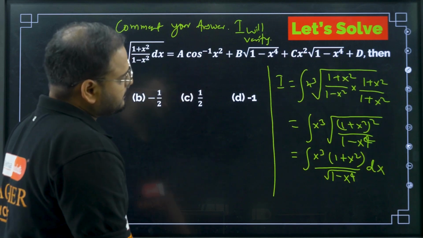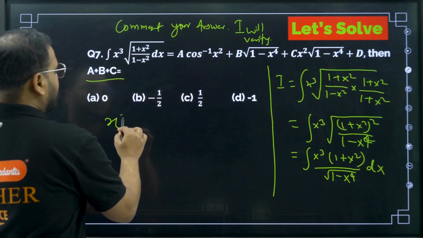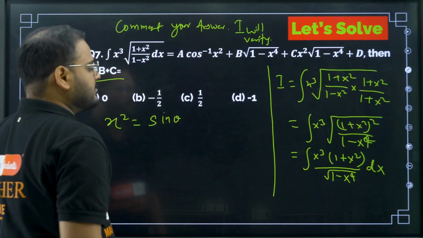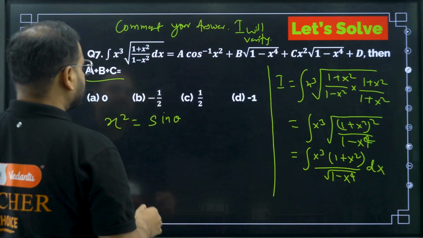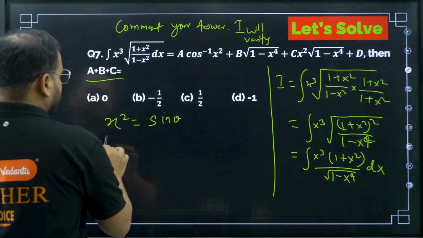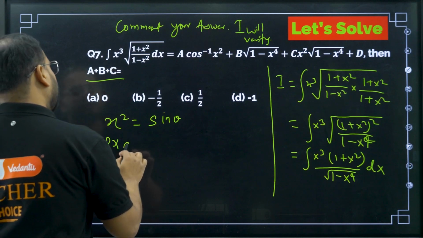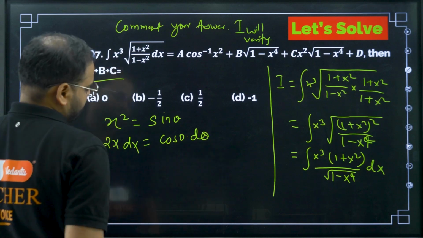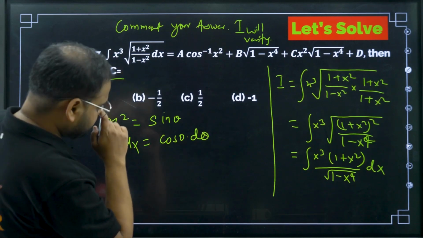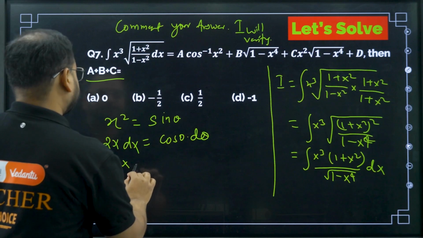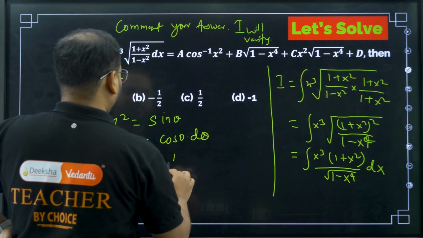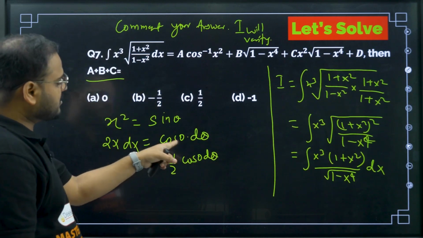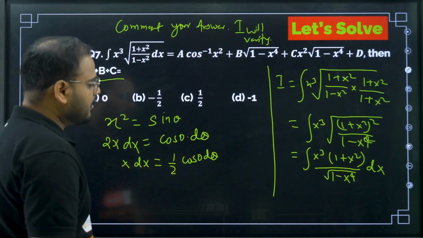So if I take, let's say, x square equals sine theta, how much will this be? Please check. I'll differentiate this first. So 2x dx equals cos theta d theta. So x dx equals 1 by 2 cos theta d theta. Am I right? I'll use it over here.